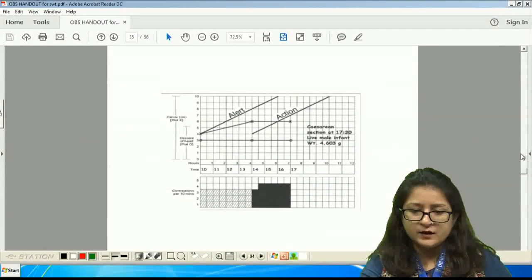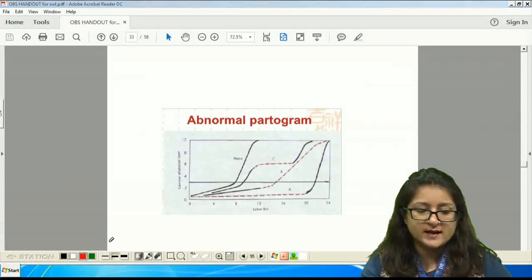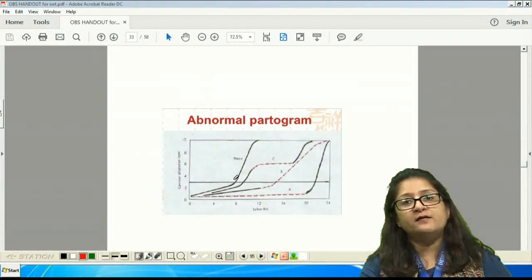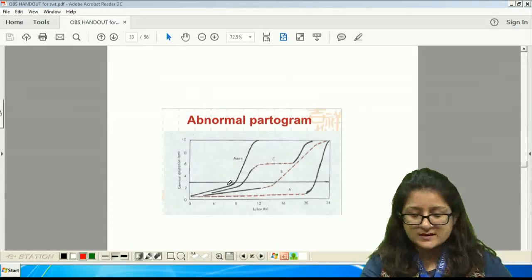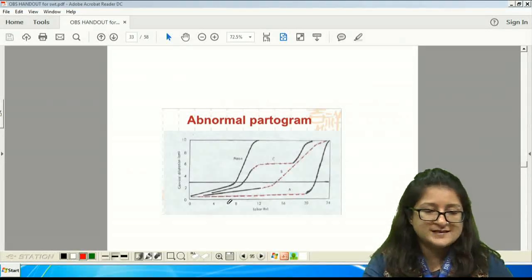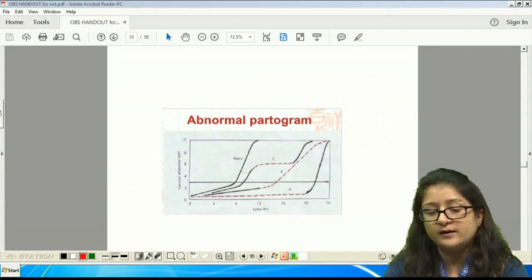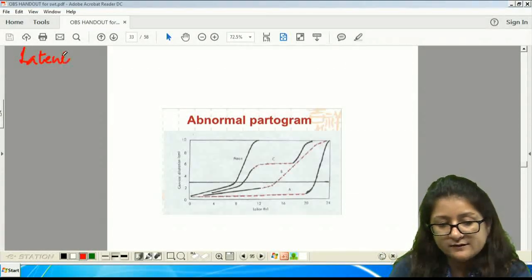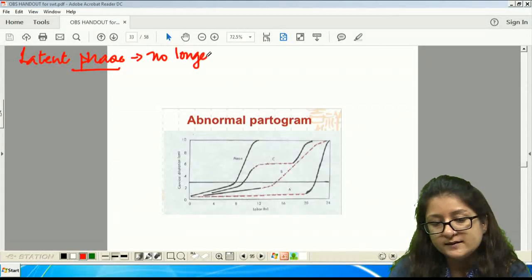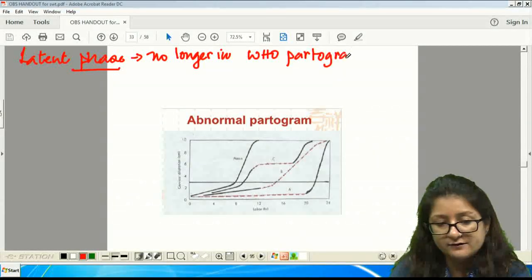So now coming back to an abnormal partogram. Okay, now this is what is an abnormal partogram. These were the partograms which were there earlier when a latent phase was included in the partogram, right? These are certain old questions where the latent phase was still included, but I would like you to know that the latent phase is no longer included in the WHO partogram. Okay, the modified form does not have a latent phase.